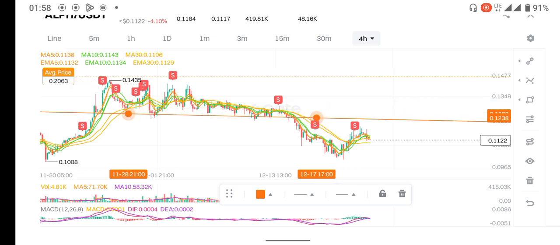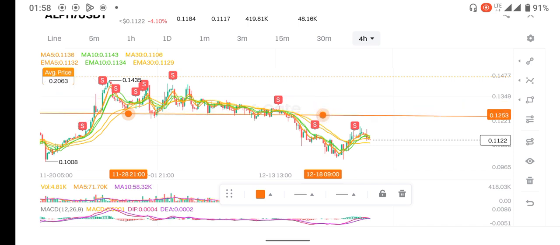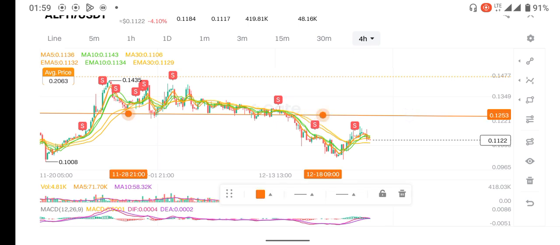Okay, we have a support at 0.1253. A very strong support that has been built within this zone. And the market is going to test it before it breaks this resistance and rallies back to this resistance point. The market is going to test support.